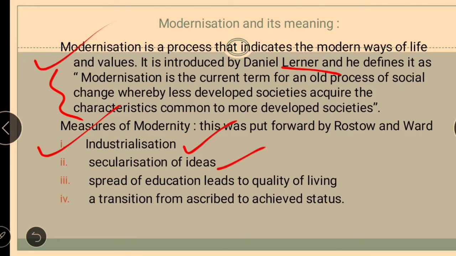Next one is secularization of ideas. Here people would be more secular and will see rational norms in culture. It would spread education and ultimately improve the quality of living. High life expectancy rate and standard of living would be the new scenario of Indian society. Modernization would transform people from acquiring ascribed status to achieved status. Here, public participation and awareness in people would be the source, and people would adopt different ways of modern life.